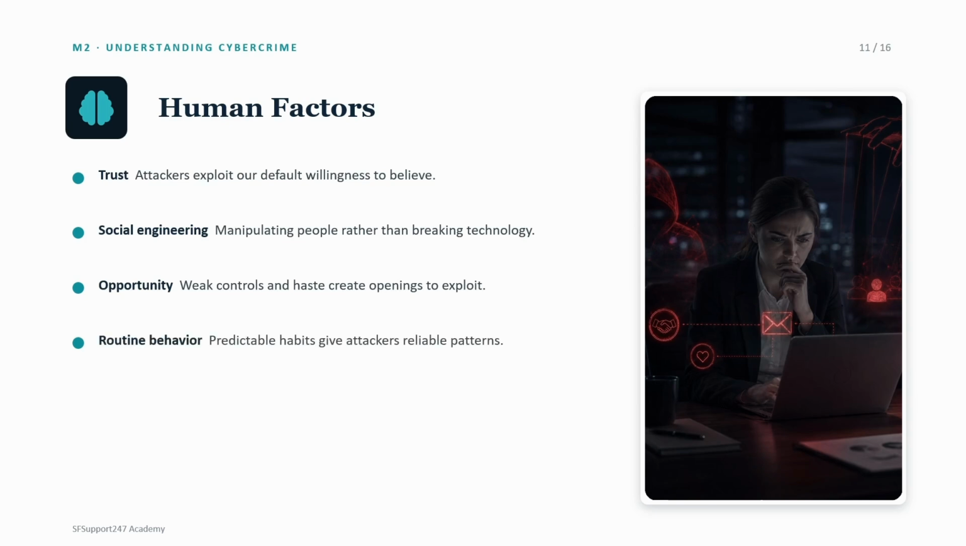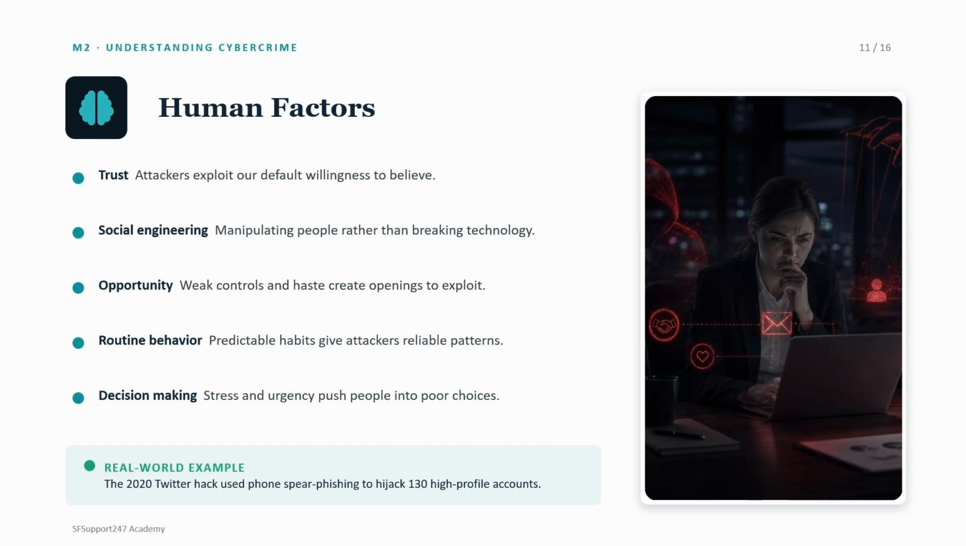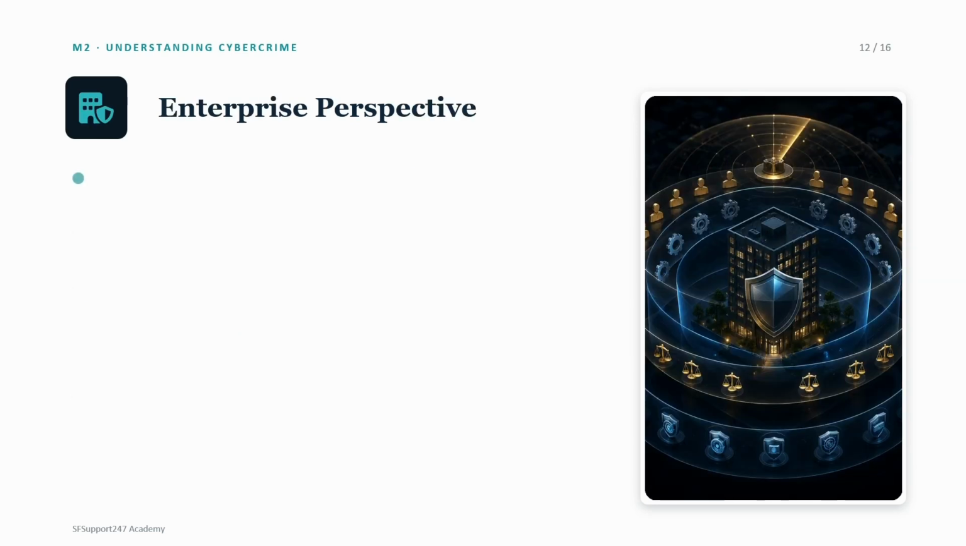Routine behavior: if the behavior is predictable, habits give the attackers a reliable pattern. Decision making: stress and urgency push people into poor choices. As we know, when people are stressed and in urgent mode, they make poor choices that give the offenders, the cyber criminals, an edge to get into the cyberspace of our personal or organizational lives. In 2020, the Twitter hack used phone spear phishing, right? It's so silly, especially to get to 130 high profile accounts, it looks like.